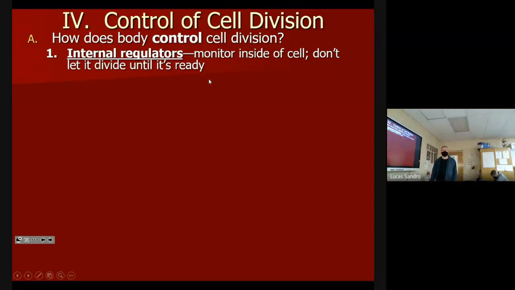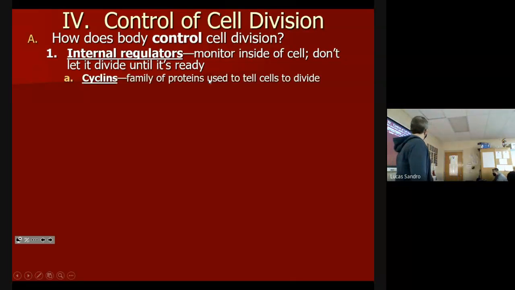One example of a family of internal regulators that we understand fairly well are called cyclins. Cyclins are proteins that basically, when enough of them build up, they allow the cell to go into the next phase of the cell cycle.